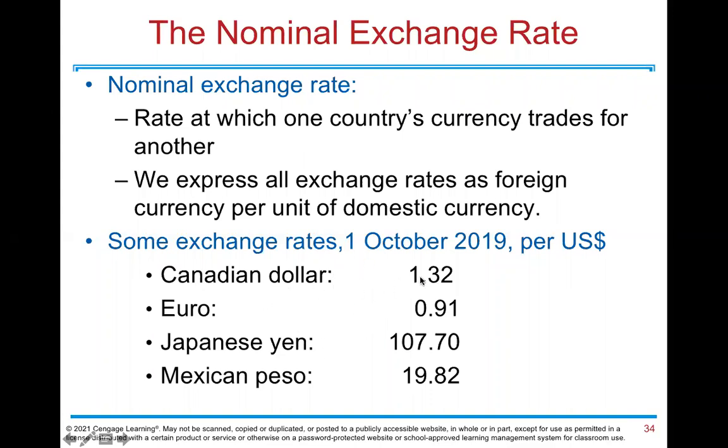So you see, for example, per $1, we get 1.32 Canadian dollars. That means that the dollar is worth more than the Canadian dollar. But a US dollar is not worth as much as a euro, because we give one full dollar, but we only get 0.91 euros in return. And of course, the Japanese yen is a way different exchange rate, and the Mexican peso as well. So if I wanted to exchange dollars to euros, these are going to be the nominal exchange rates, the exchange rates that we see at the airport.